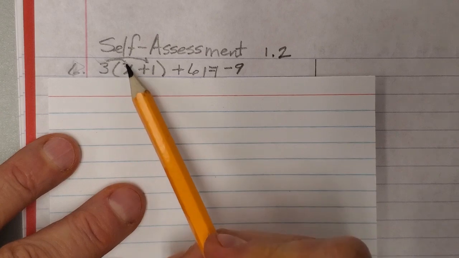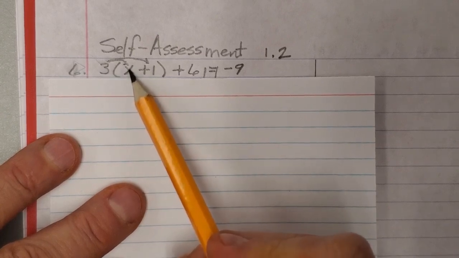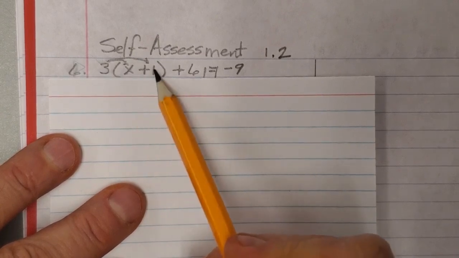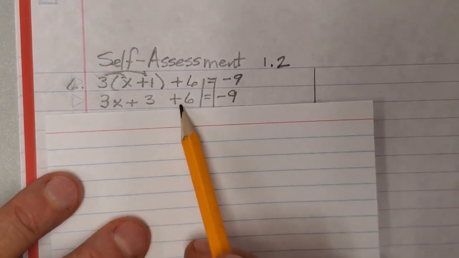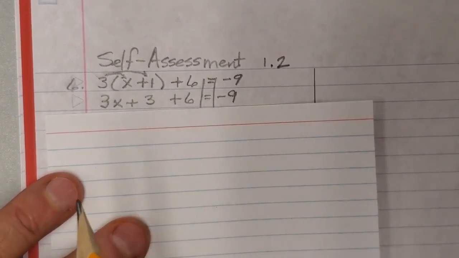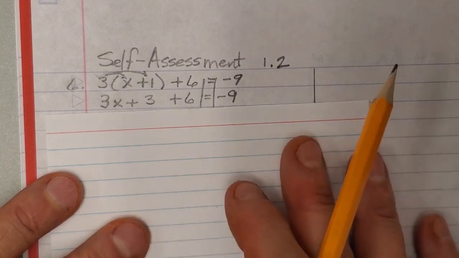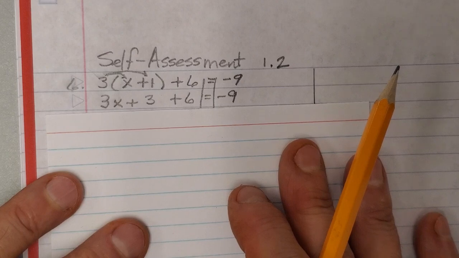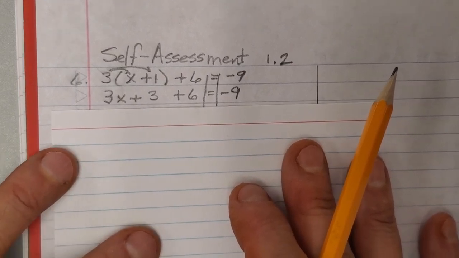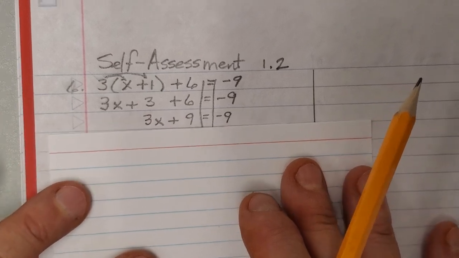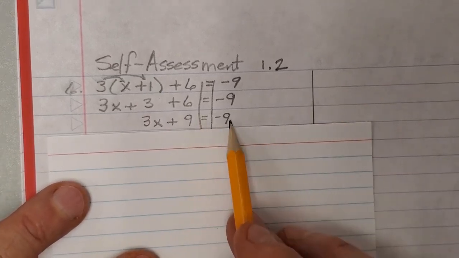So we're going to first distribute. 3 times x is? 3 times 1 is? 3. So the second step is going to be 3x plus 3 plus 6 equals negative 9. Okay? Then from there we add like terms. So what terms are you going to add? The 3 and the 6, so you get 3x plus 9 equals negative 9.